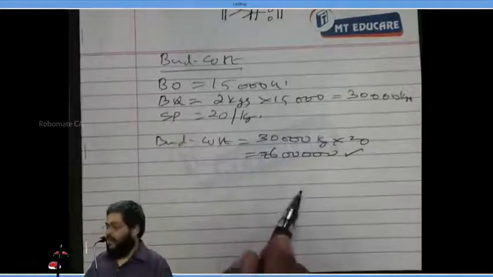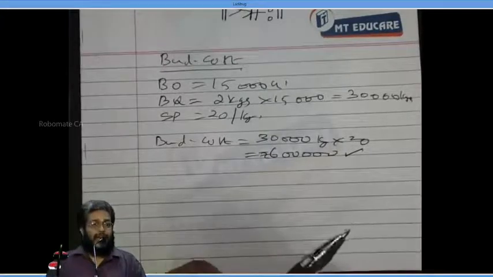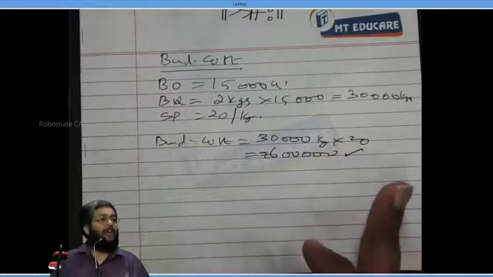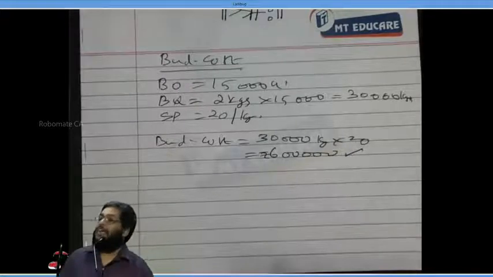The budgeted cost is what? 6 lakhs, and the actual cost is what? 5 lakh 50. Very good company. They saved a cost of what? 50,000. Will you accept or not?